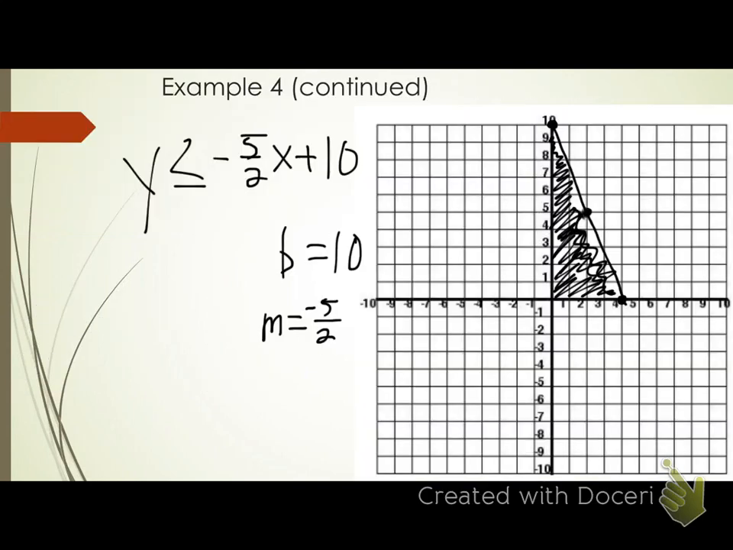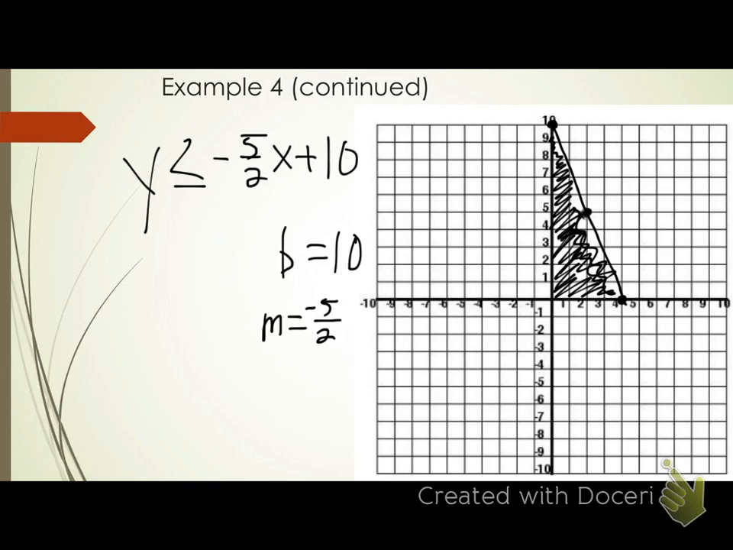What's another solution here? 2, 3. Yeah, 2, 3. That's also in my shaded region. I could buy 2 pounds of grapes, 3 pounds of apples for less than or equal to $10 for my fruit salad. Does that make sense?